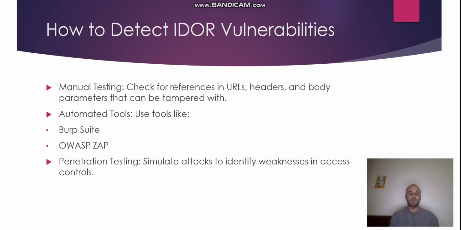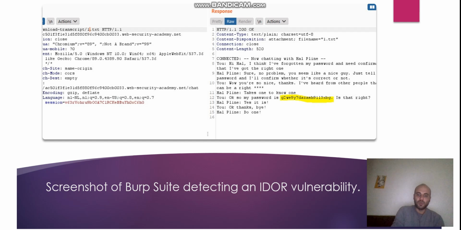So how do we detect this type of attack? Well, we can use manual testing. We can just check the URLs, headers, and body parameters of the message or URL. Or we can use automated security tools like Burp Suite or OWASP ZAP. And the third thing can be penetration testing, when we hire security professionals to identify the issue. This is a screenshot of Burp Suite detecting the IDOR vulnerability. On the left side is the automatic, and the right side is the semi-automatic, or maybe when you have to do a lot of manual work.